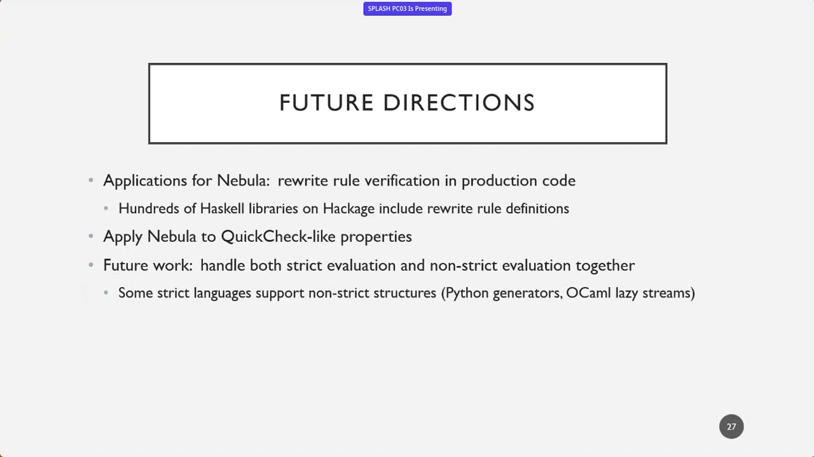Now I'll move to talking about some potential directions for future work based on our work in this paper. The principal application that we foresee for our work is the verification of rewrite rules in production Haskell code. Hackage is the largest open source repository of Haskell libraries, and we found that hundreds of libraries on Hackage include rewrite rule definitions, so that's some fertile ground for applications of our tool.